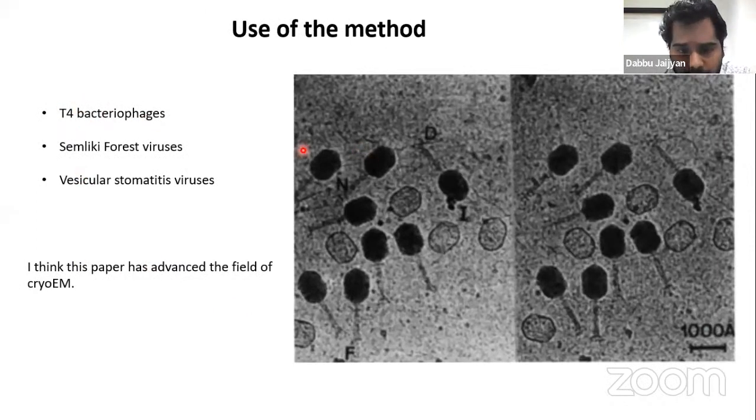Here you can see these are the head regions of the bacteriophage, and these are the tail regions, and you can even see the DNA in this image. This is the thick area where we cannot see anything, but in this area where we have the right thickness of vitreous ice, we can see the virus particles. The authors also used this method for imaging Semliki Forest virus and vesicular stomatitis virus. So this clearly suggests that in 1984 this method was developed. Basically, I want to focus on why this paper is important: this method was developed for the first time, and why it is important.